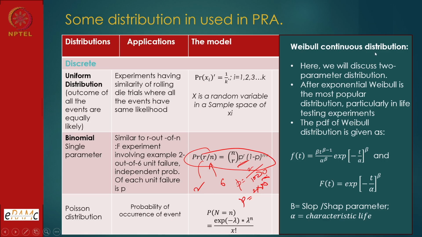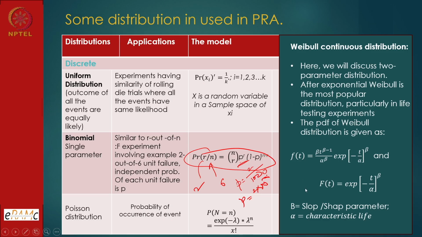So, this is what we have, and then we have to discuss the Weibull distribution. It is a continuous distribution. You can see here the PDF of the Weibull distribution is given as beta t raised to power beta minus 1 over alpha raised to beta, times exponential minus t over alpha raised to power beta. Beta is the slope, a shape parameter, alpha is the characteristic life of the system, and t is the period against which we are trying to obtain the PDF.